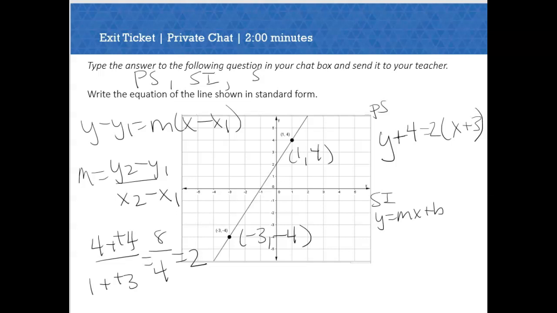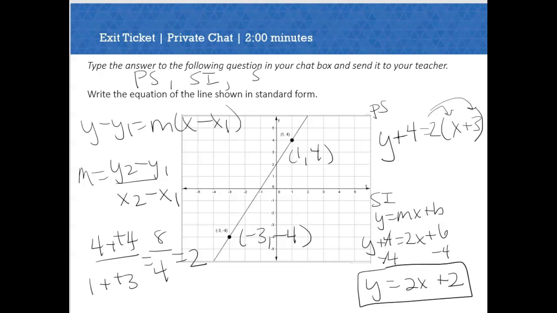We see these parentheses, so we want to distribute. So we have y plus 4 equals 2x plus 6. And remember, y equals mx plus b, we want the y by itself. So we're almost there. We just have y plus 4, so we subtract 4 from both sides. Y equals 2x plus 2. So there's slope-intercept. Here is point slope. So we were able to distribute and rearrange. And that checks out. This was 2. So that checks out. So the last thing is standard form.